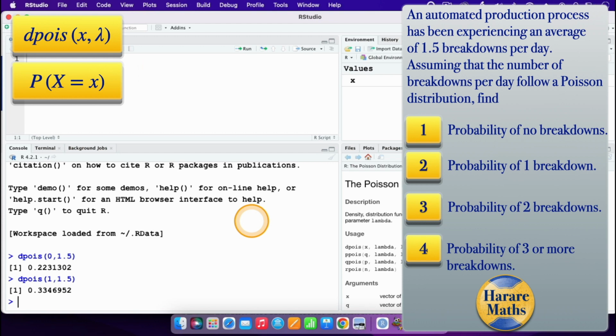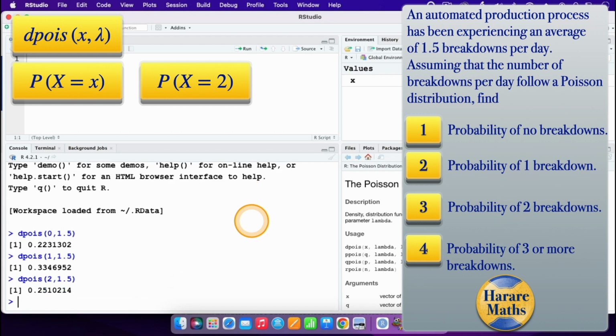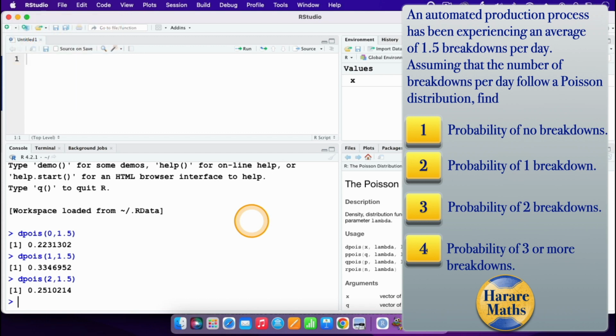For question number 3, we are looking at the probability of 2 breakdowns. That's the probability that x is equal to 2. And for the probability of x equals 2, we use the density again, dPois. So I'll change where we had the 1 there, and I'll put a 2. And the parameter there is not changing, it's still the 1.5. And I'll press enter, and it gives us 0.2510214. So that's the probability that there will be 2 breakdowns.